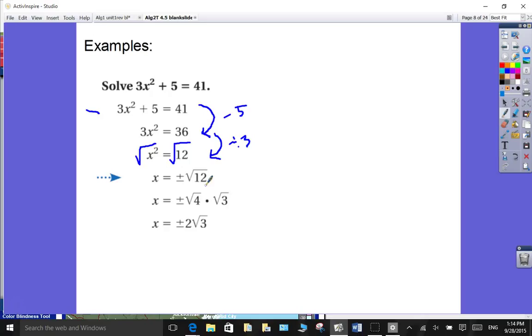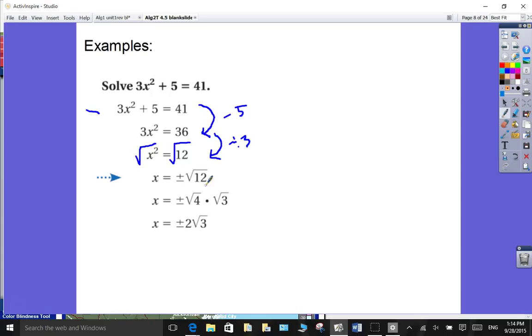You have to include the plus or the minus. This can get complicated, but you know that 4 times 4 is 16, but negative 4 times negative 4 is also 16. So in that sense, when you take the square root of 16, you really get plus or minus 4.